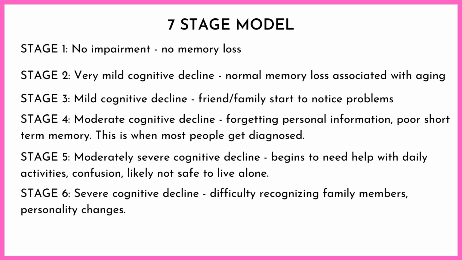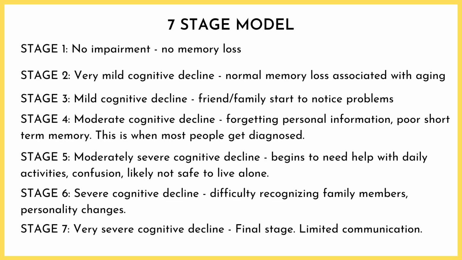In stage 6, this is severe cognitive decline. This is where the memory loss is significantly worsened. They're having difficulty maybe remembering family members. There's some big personality changes. And then the final stage, stage 7, this is very severe cognitive decline. Final stage, there's hardly any communication. Lots of physical symptoms are happening here.